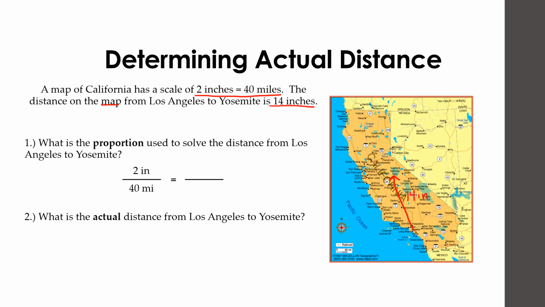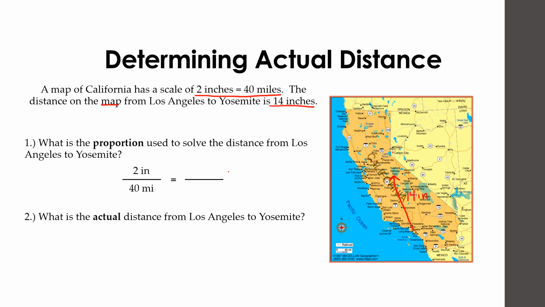Now we're going to compare it to the actual. So this is our scale so far, and we're going to compare it to the actual things, the map and the real life. One thing that's important to note is if I have inches here in the numerator, then I also better have inches over here in the numerator for this ratio. And if I have miles in the denominator, then I also need to have miles in the denominator for the actual size. Right now we've been given that the distance on the map is 14 inches.